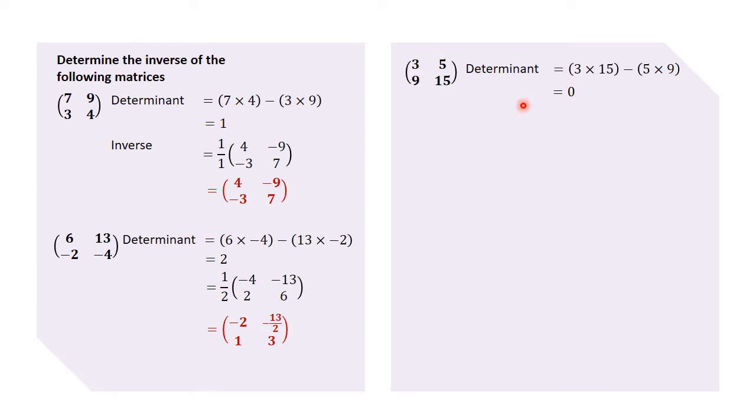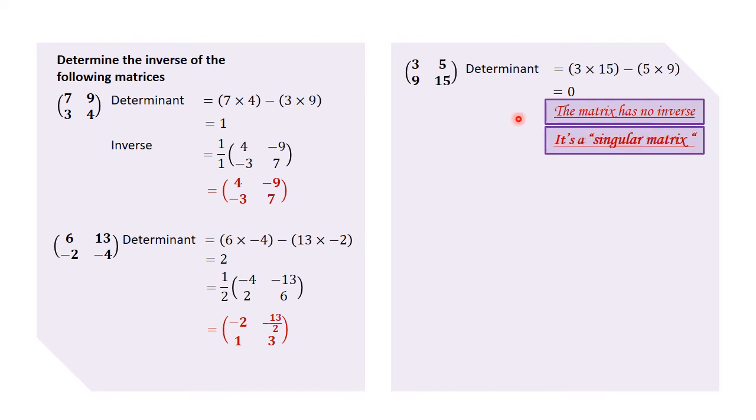Now, if the determinant is 0, we should note two things. One, the matrix has no inverse, because the inverse would be 1 over 0, which is undefined in mathematics. So that matrix has no inverse. Another thing, whenever a matrix has no inverse, it's normally called a singular matrix. So those two important points should be noted there. This particular matrix has determinant 0, therefore it has no inverse, and the matrix is a singular matrix.